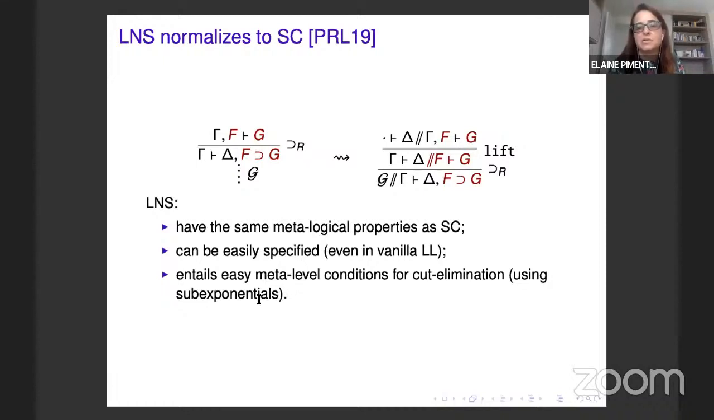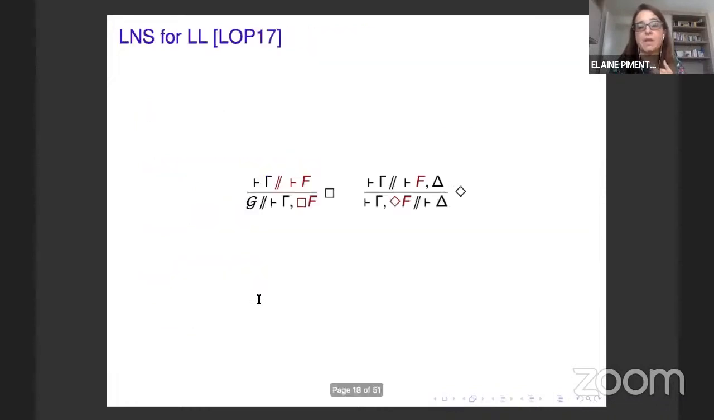And the linear nested is going to entail a very nice meta-level criteria for cut elimination. So I'm going to move quite fast in this now, just because, let's go to the specification while we can. The thing that I've hidden from you is that at the meta level, I'm also going to use linear nested systems. So in both the object level and the meta level, I'm going to use linear nested systems.